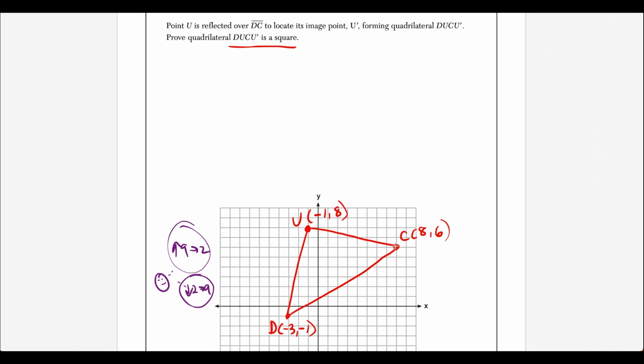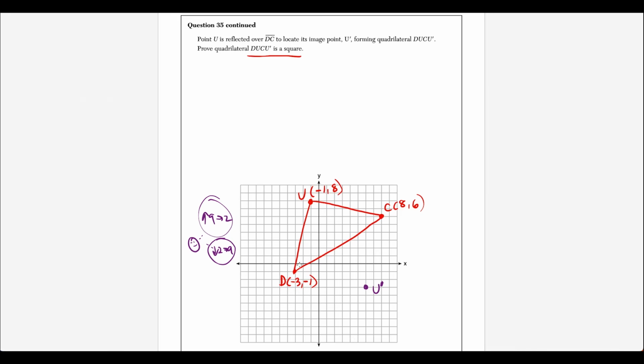And then if I want to get from C to U prime, I'm going to go down 9 and to the left 2. So I'm going to go down 1, 2, 3, 4, 5, 6, 7, 8, 9, and I'm going over 2. And this is going to bring us to U prime. So if I actually count this out here, this is going to be over 6 and down 3. So this is going to be at the point 6, negative 3.